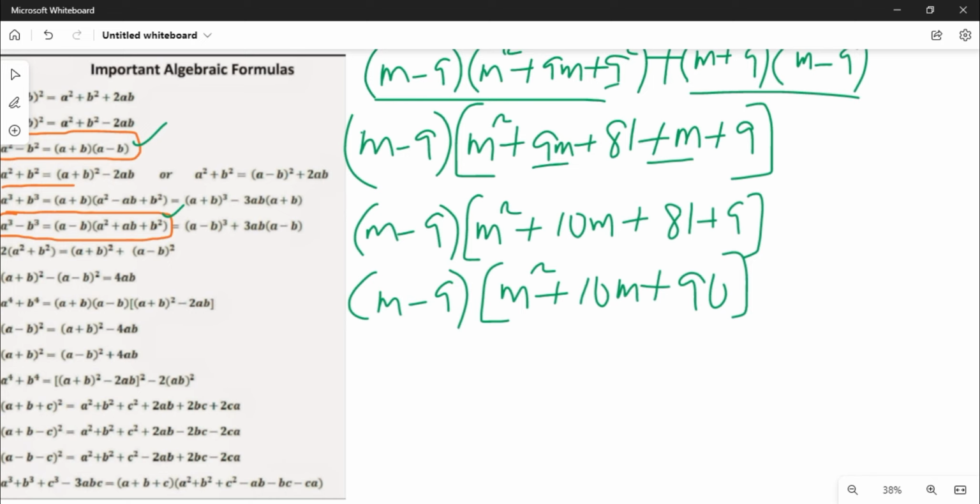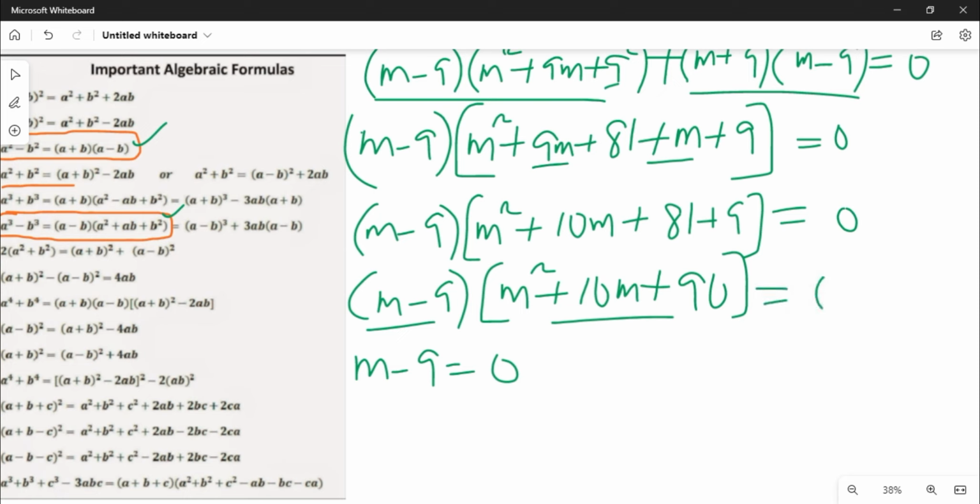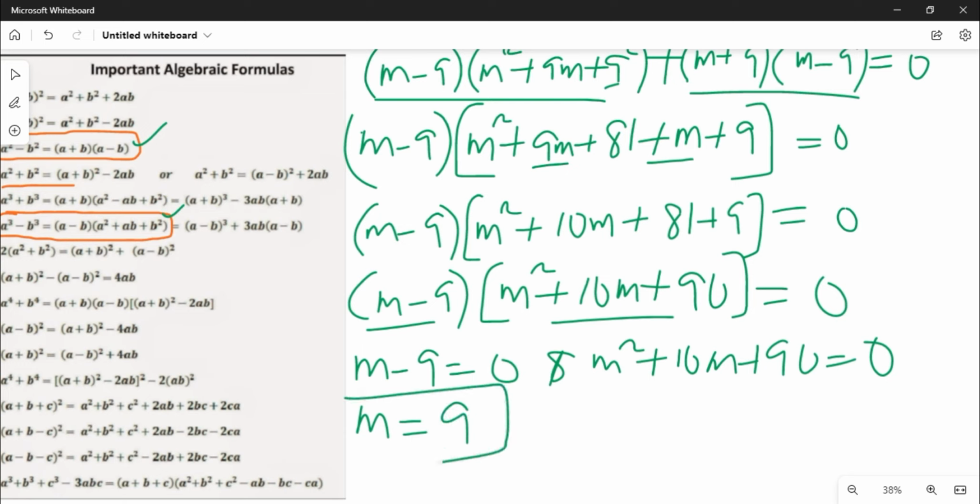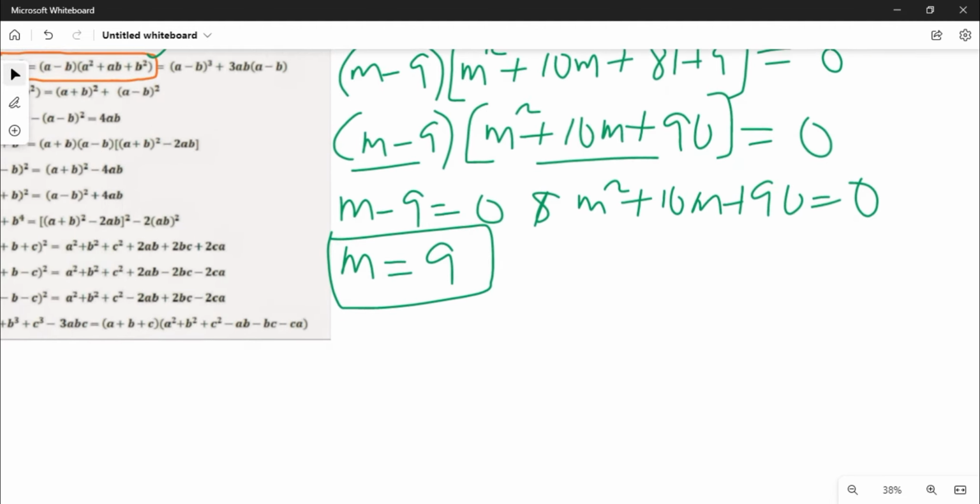So we'll have two distinct equations, this and this. Remember, we are looking for the value of m. So m minus 9 can be equal to 0, because all this is still equating to 0. And we'll have m squared plus 10m plus 90 equal to 0, which is a quadratic equation. So our m here will be equal to 9, which is the first solution for the value of m.